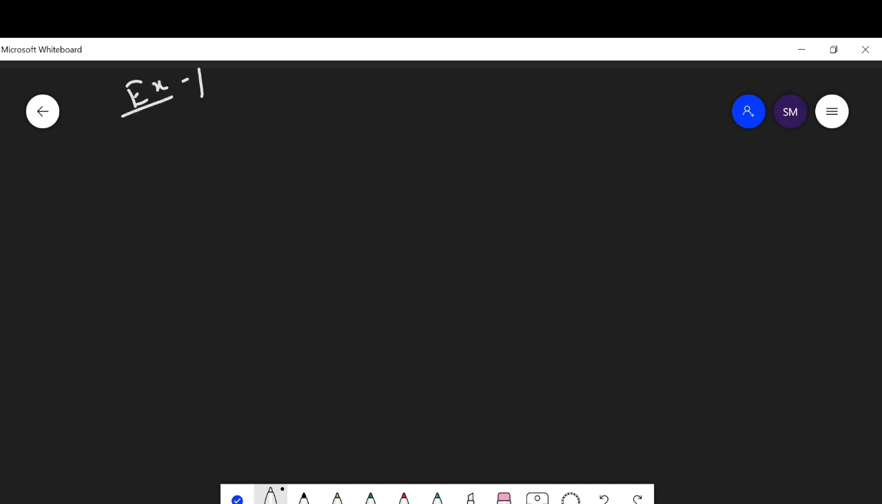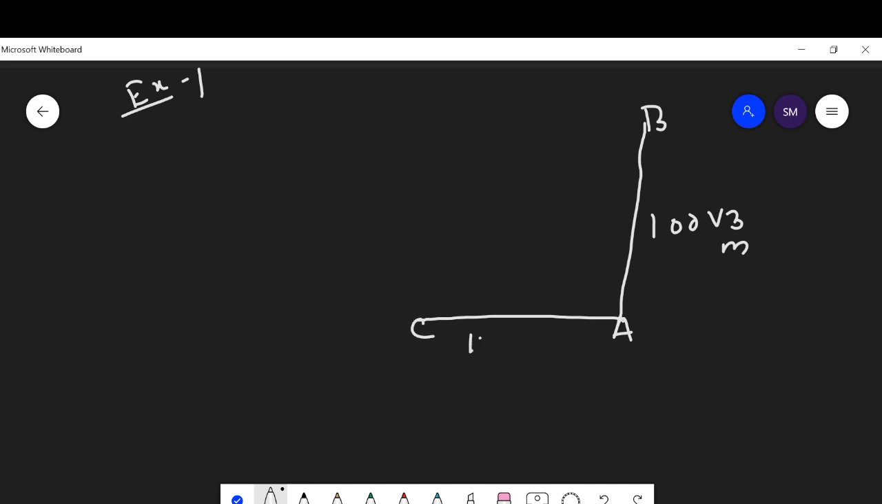Here example 1 says, AB is a tower with height 100 root 3 meter, and someone is standing 100 meter away from the foot of the tower. The point is C.